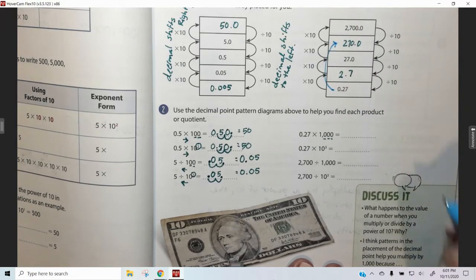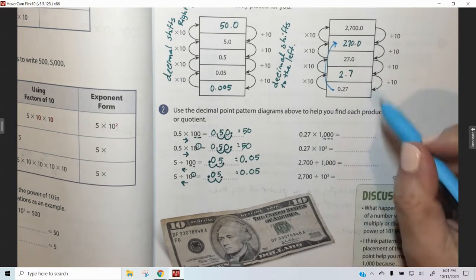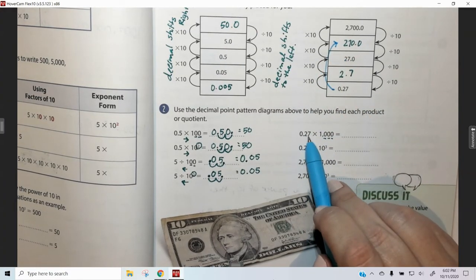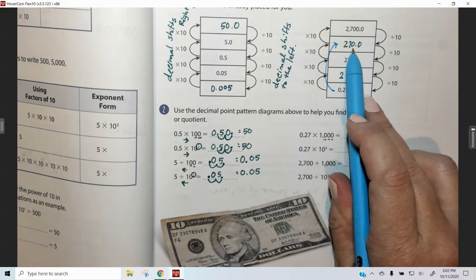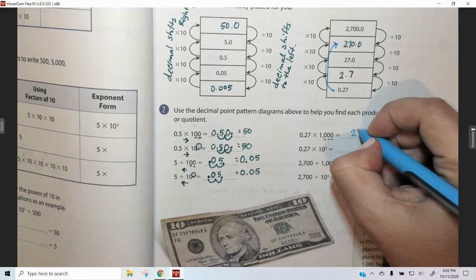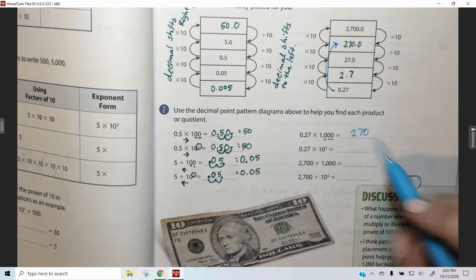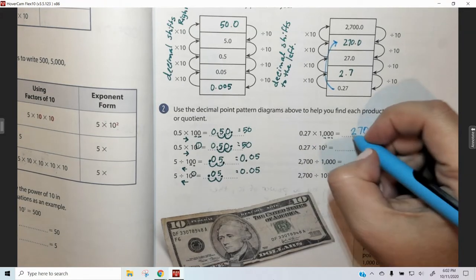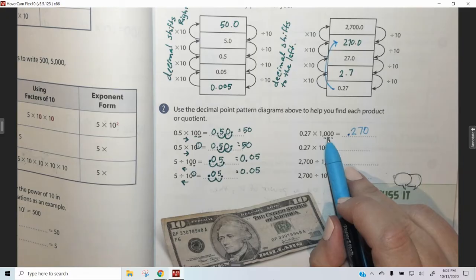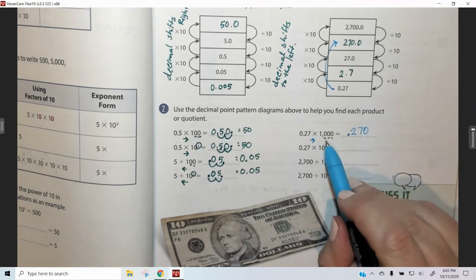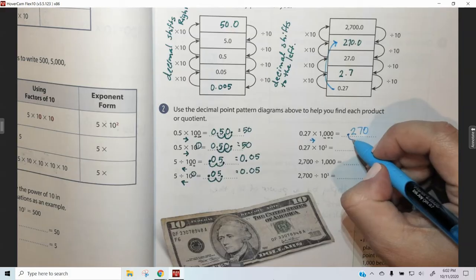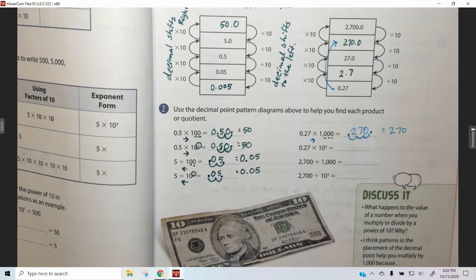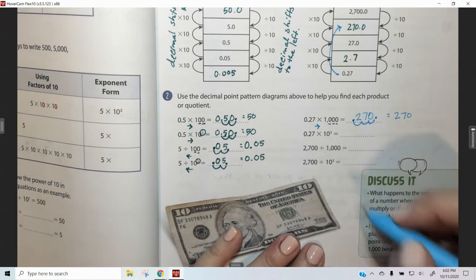So we're going to go all the way up to here because we know that 10 times 10 times 10 is 1,000. 27 hundredths times 1,000 is 270. Now to check our answer, we can also say, okay, if we had 27 hundredths and we moved it over, since we're multiplying, we're going to move it to the right. 1, 2, 3 places. The 0 comes after. Yep, it worked. 270.